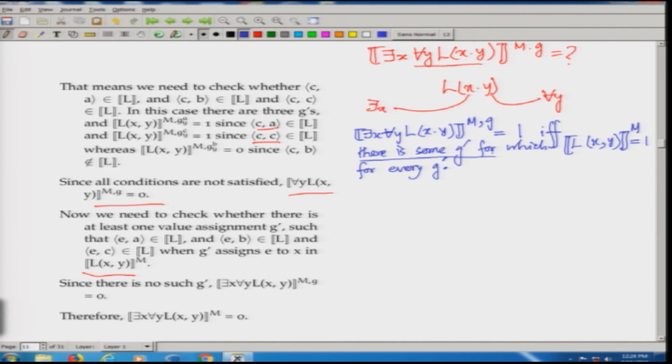So, the starting point is some g prime. We are not writing some g prime that assigns value just to x, and then looking for another g prime that assigns values for y. So we need to add those things.